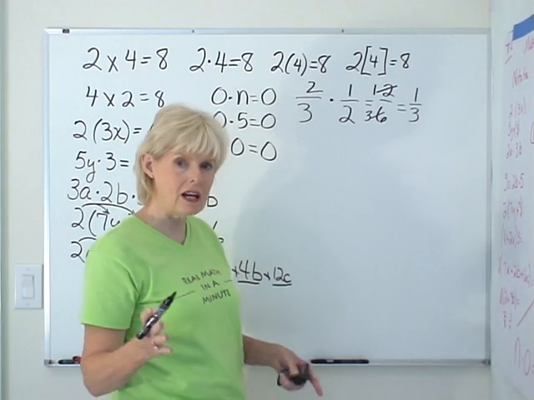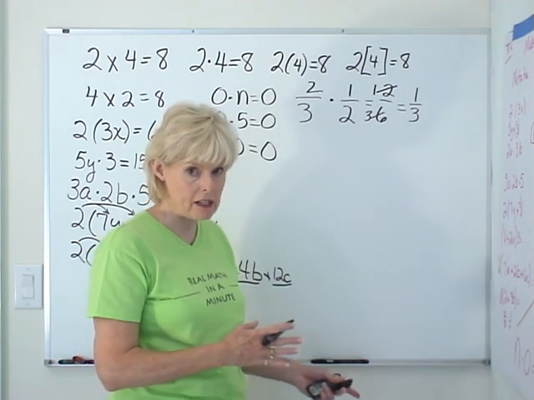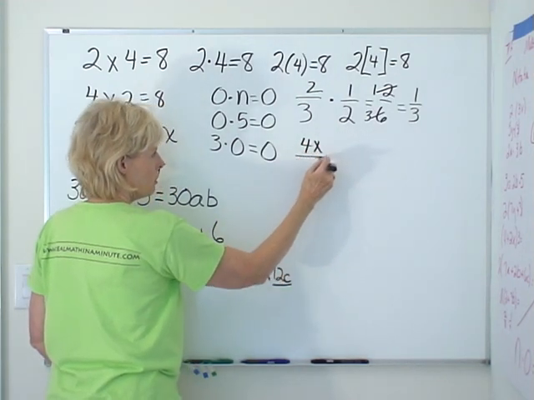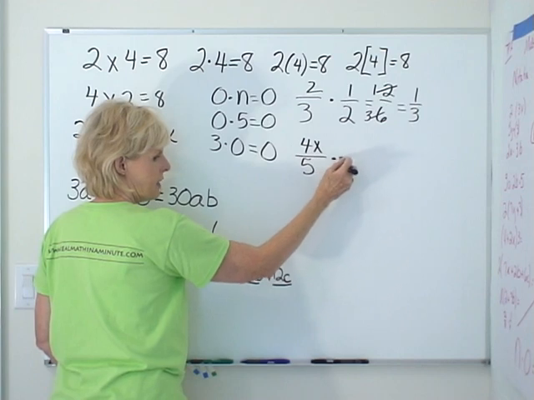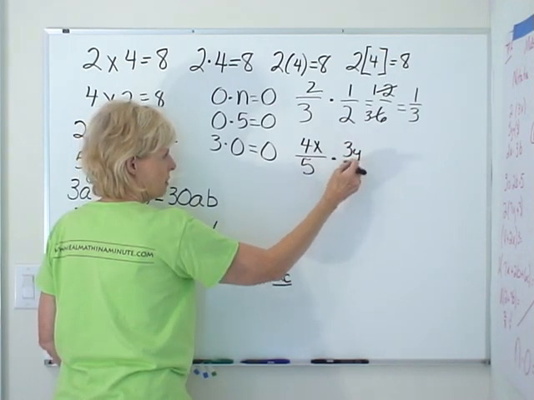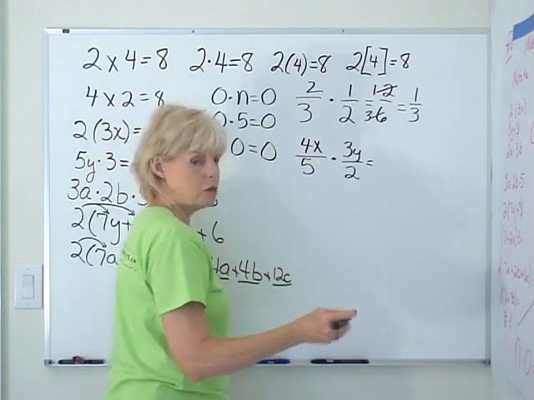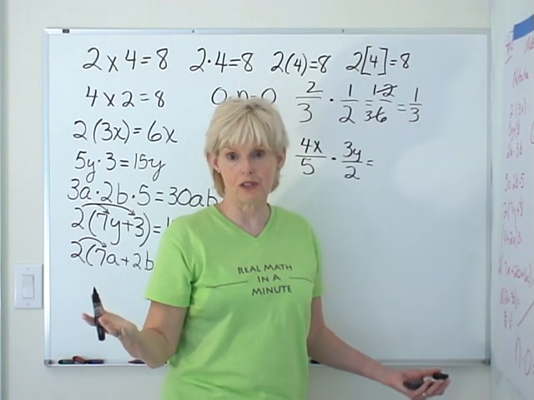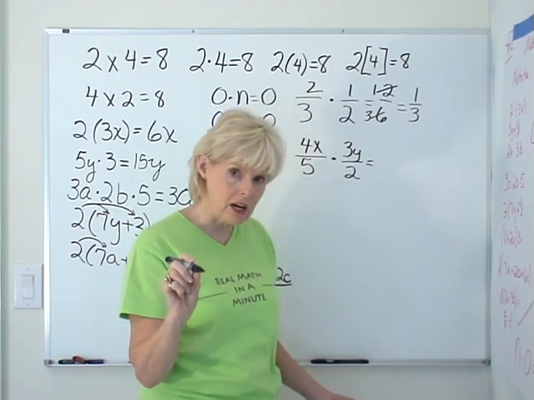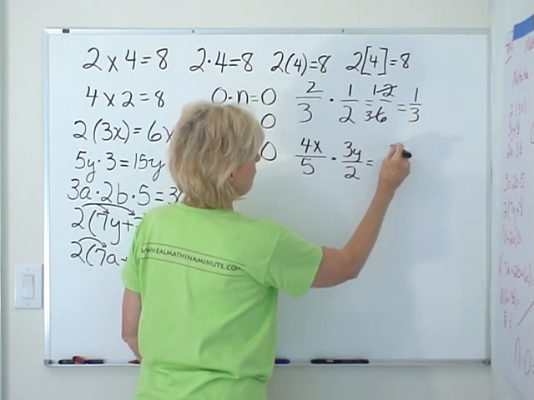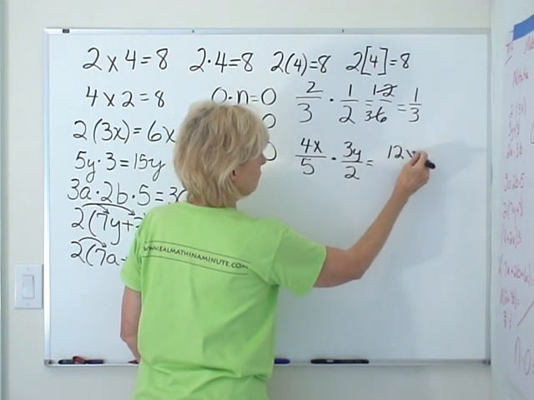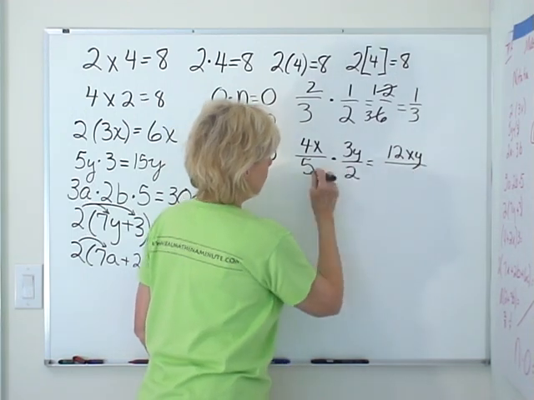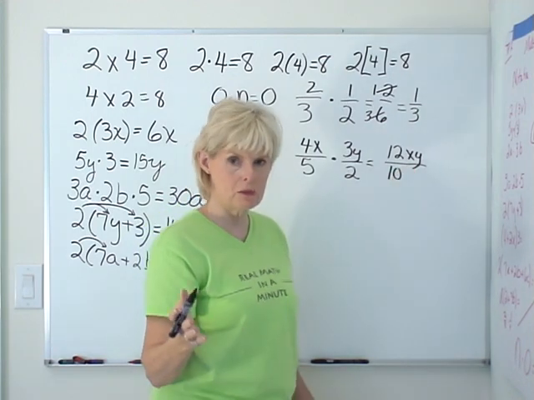Now let's take an algebraic example of a fraction. Let's take 4x over 5 times 3y over 2. And we're going to work that the same way. There's no reason to dread fractions at all. We already know how to work them. We're going to work it the very same way. We're going to multiply across the top. 4x times 3y is 12xy. Because remember, we can multiply anything. Now we do the bottom. 5 times 2 is 10. Great. That should be pretty comfortable.